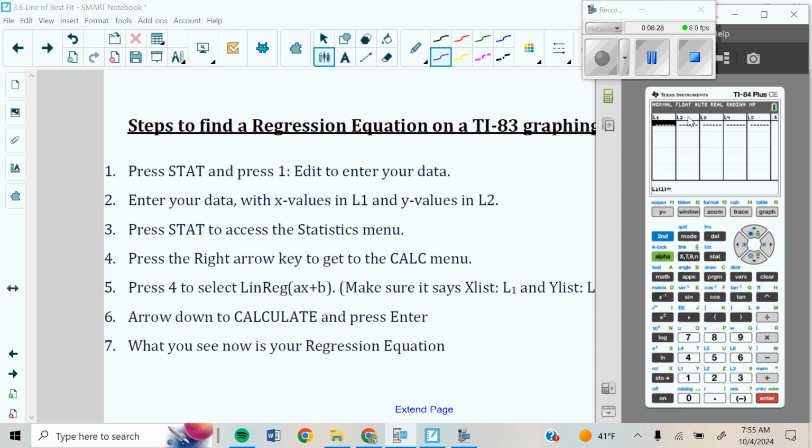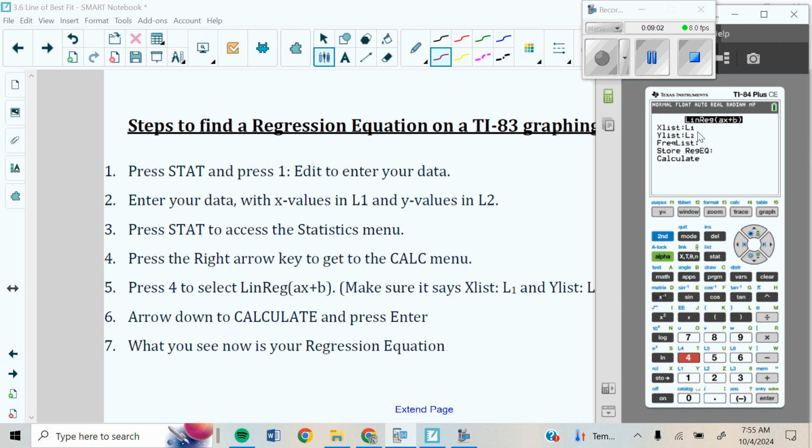All right, so once you have data entered in there, then we go to our STAT menu and over to statistics, which is under our CALC menu. In there, you'll see number 4 says LinReg. That stands for linear regression, and it says ax plus b. That's the form we've been working with, slope-intercept, mx plus b. Here they call it ax plus b. So you can push number 4, or you could arrow down to 4.